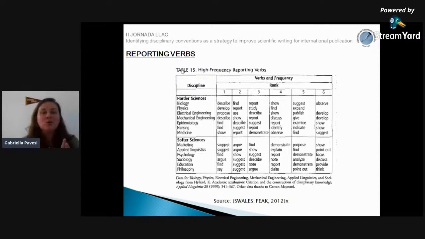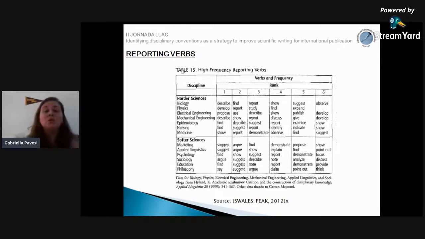Okay, so how do different areas, different fields make use of reporting verbs? I'm showing you here a table from the source, which is Wales and Fick, but it's from a research by Ken Hyland. Ken Hyland is a British linguist that works with corpus linguistics, which in a nutshell is working with samples of real language in real situations. And in this study from 1999, Hyland analyzed a corpus of around 80 articles to observe what was the use of reporting verbs across the disciplines in those articles that he was looking at.